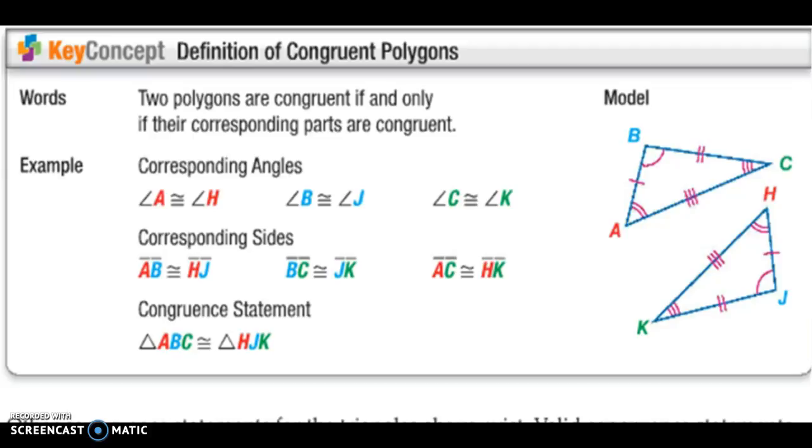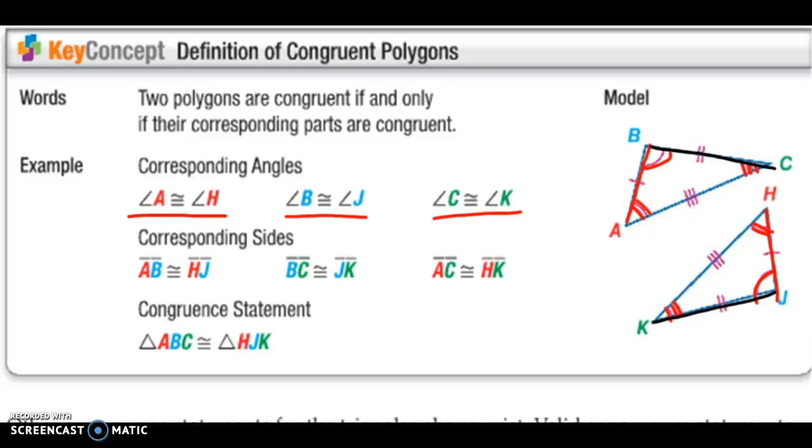So for example, we'd know that angle A right here and angle H, since I got the two tick marks, are corresponding. Angle B is congruent to angle J, and angle C with the three tick marks is congruent to angle K with the three tick marks. Same thing, AB is congruent to HJ. You'll see it goes from red to blue, red to blue. BC is congruent to JK. Again, blue to green, blue to green.